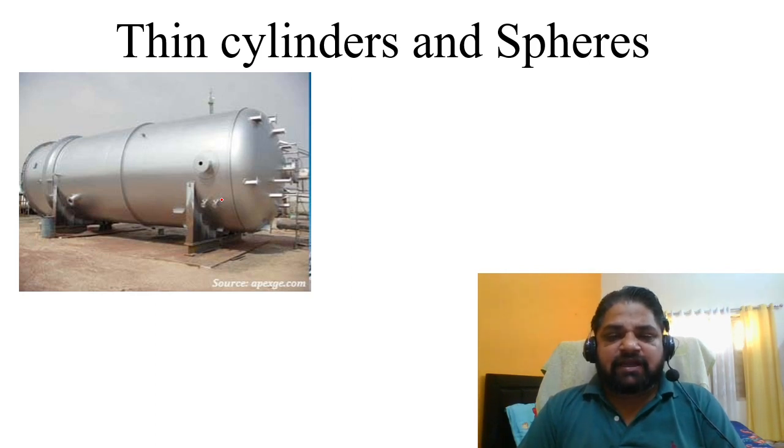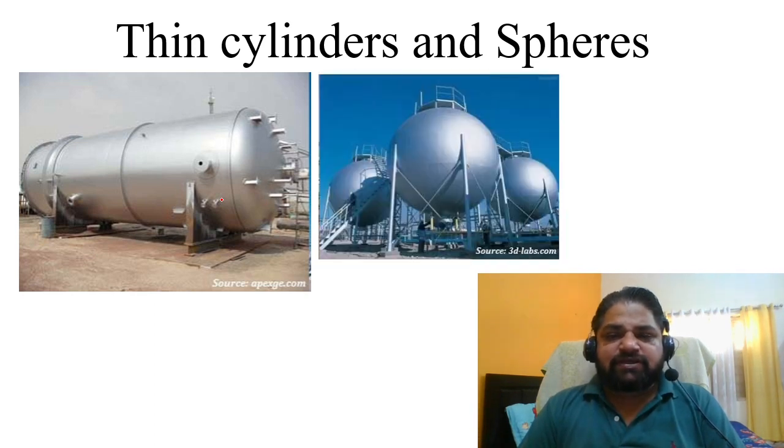When I say industrial applications, for the case of storage and so on, you can see this is one kind of application, a cylindrical shell with closed ends, and this is a spherical shell. These kinds of structures you can see in industries like chemical or oil industries. Boilers and power plants also utilize a similar kind of structure.